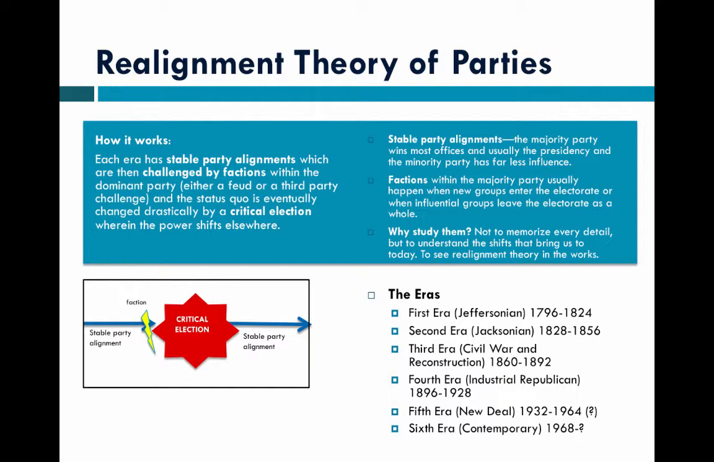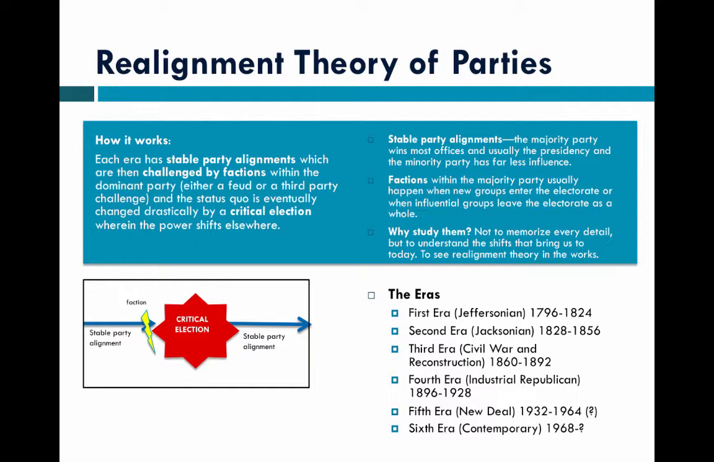So, stable party alignments are times when the majority party wins most of the offices, and usually the presidency, and the minority party has far less influence. Factions within the majority party usually happen as a result of groups entering the electorate or influential groups leaving the electorate, so that there's a composition change in the entire electorate that triggers this.